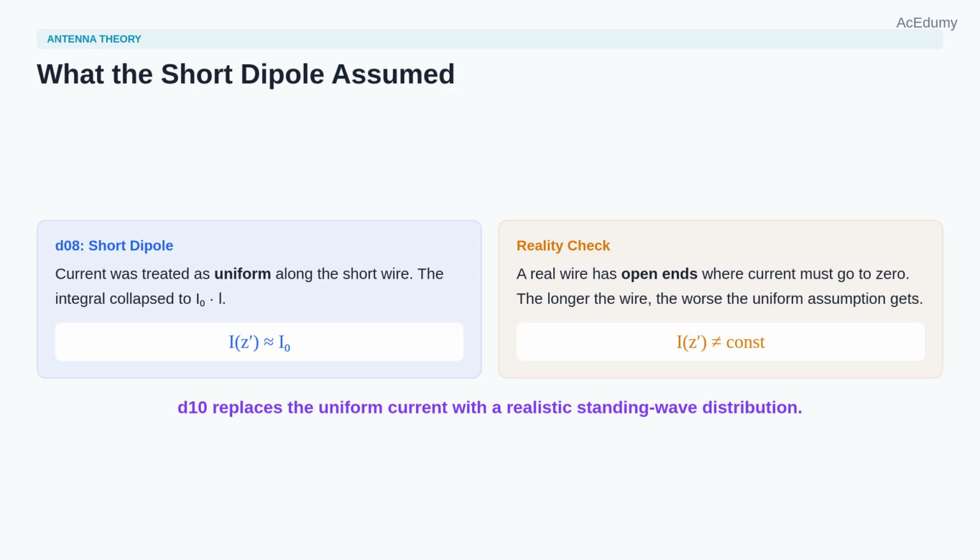In Lesson 8, we solved the short dipole by treating the current as uniform along the wire. That uniform current assumption made the integral trivial and gave us the sine theta pattern. But a real antenna that is not electrically tiny cannot carry a constant current from feed to tip. The current must go to zero at the open ends of the wire. So the first upgrade is to replace the uniform current with a realistic distribution.